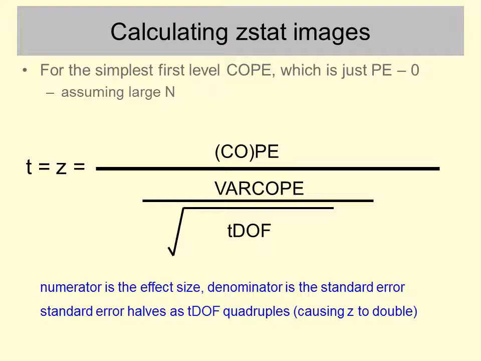So this calculation is performed separately at every voxel when you produce a z-stat image, and of course independently at each voxel from all the other voxels, because this is a mass univariate approach.